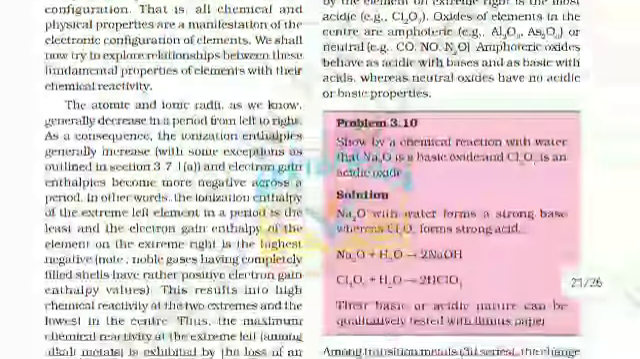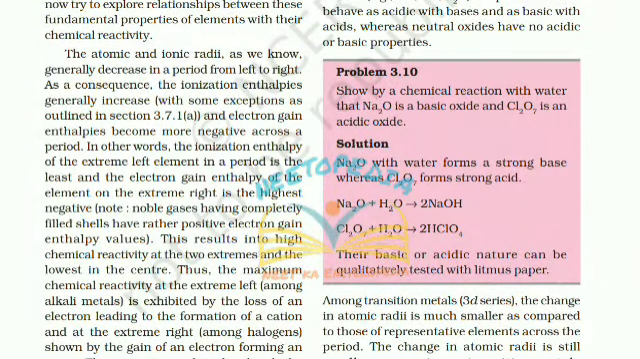The atomic and ionic radii, as we know, generally decrease in a period from left to right, and as a consequence, the ionization enthalpy generally increases with some exceptions as outlined, and electron gain enthalpies become more negative across a period. In other words, the ionization enthalpy of the extreme left element in the periodic table is least and the electron gain enthalpy of the element on the extreme right is highest negative. Note that noble gases, having completely filled shells, have rather positive electron gain enthalpy values.